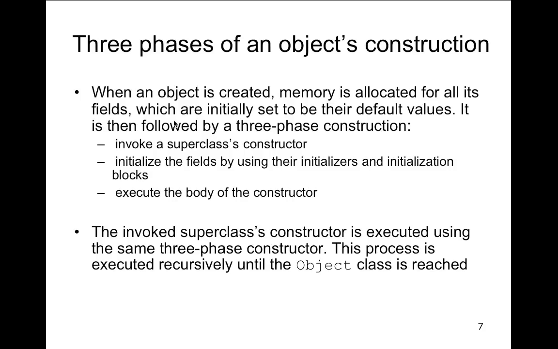All right, so three phases of object construction. The object has memory allocated for the fields, we know that part already, which are initially set to default values, we know that part already. And then it's followed by the three-phase construction.